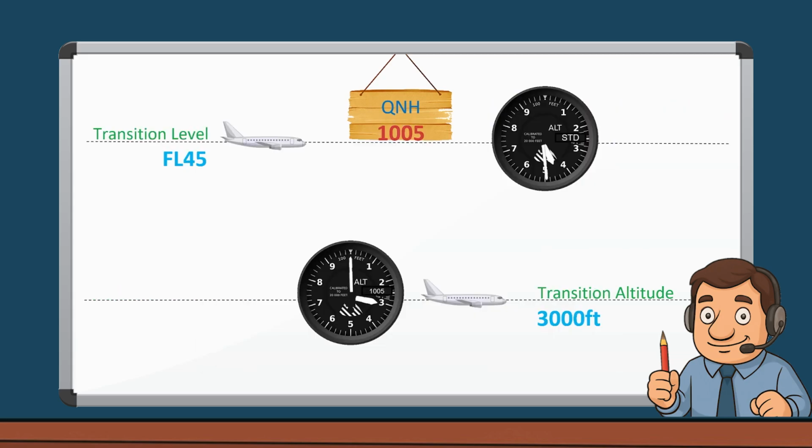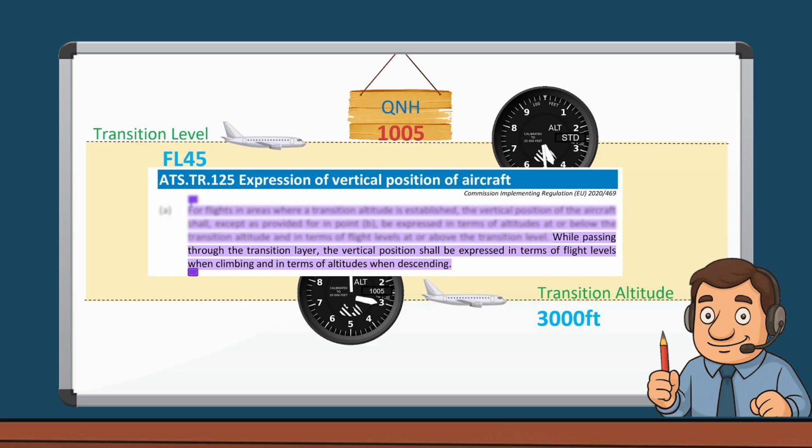What is between these two lines of transition altitude and transition level is the area that is known as transition layer. A layer where it can be a bit mushy on who uses what. As a standard rule, per TR 125, while passing through the transition layer, the vertical position shall be expressed in terms of flight levels when you're climbing and in terms of altitude when you are descending. You do have the authority though to change this if you have a valid reason.